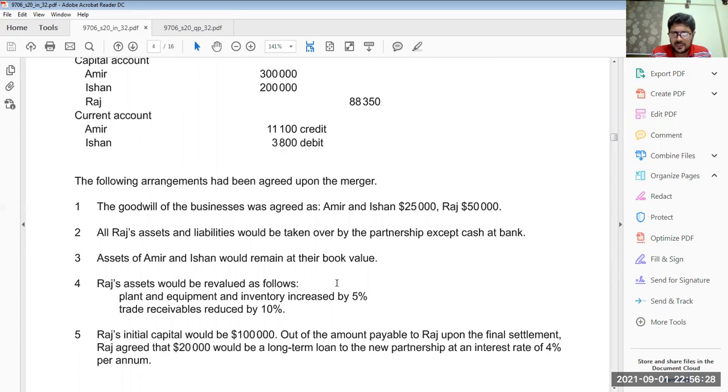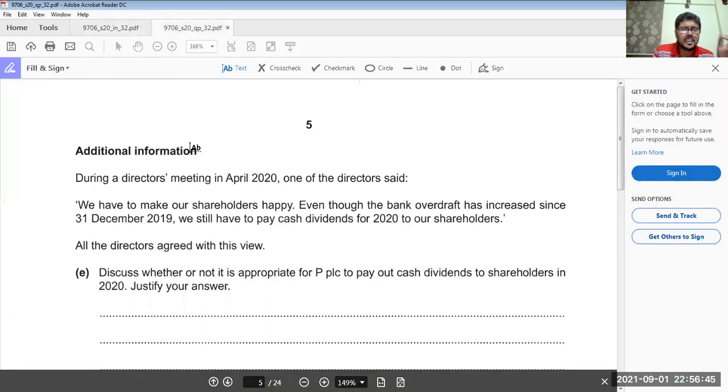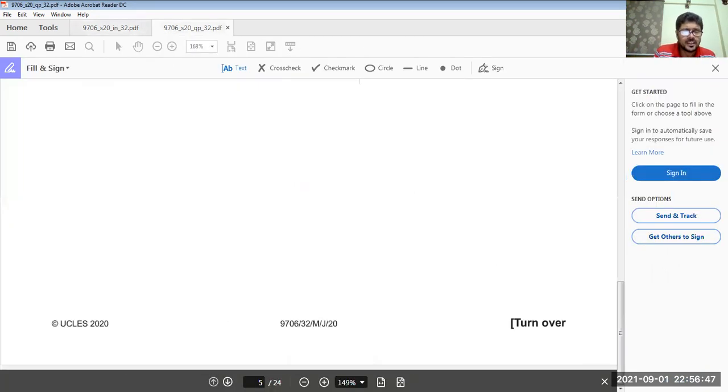Plant and equipment and inventory increased by 5%, trade receivables reduced by 10%. Raj's initial capital would be 100,000, out of the amount payable to Raj upon the final settlement. Raj agreed 20,000 would be a long-term loan to the new partnership at an interest rate of 4% per annum. Now, in this case, what will happen? First, we have to calculate the value of business of Raj.